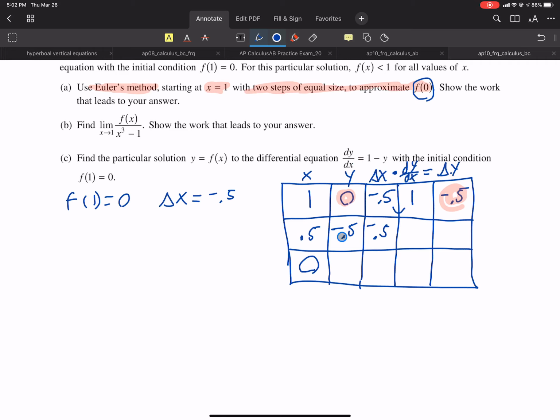So at 0.5 for x and negative 0.5 for y. There is no x here, so just plug in the y. 1 minus negative 0.5 is actually 1.5. And then we multiply these two together. 1.5 times 0.5, what is that? 0.75, is that right?